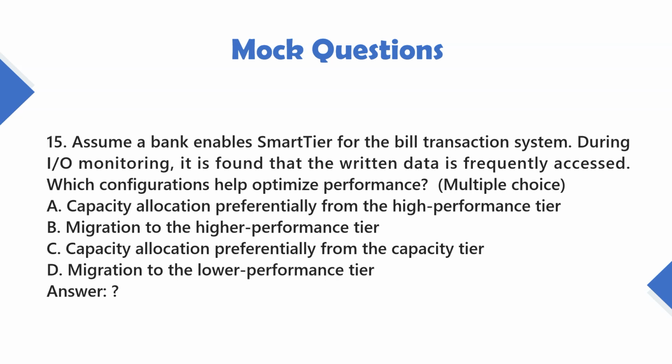15. Assume a bank enables SmartTier for the bill transaction system. During I/O monitoring, it is found that the written data is frequently accessed. Which configurations help optimize performance? Multiple choice. A. Capacity allocation preferentially from the high-performance tier. B. Migration to the higher performance tier. C. Capacity allocation preferentially from the capacity tier. D. Migration to the lower performance tier.